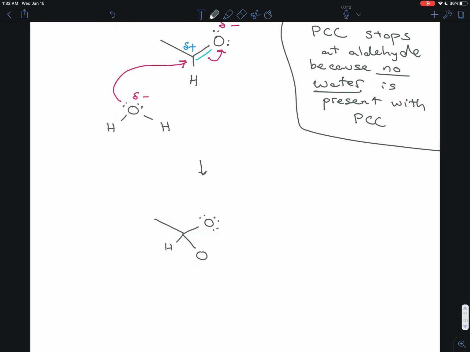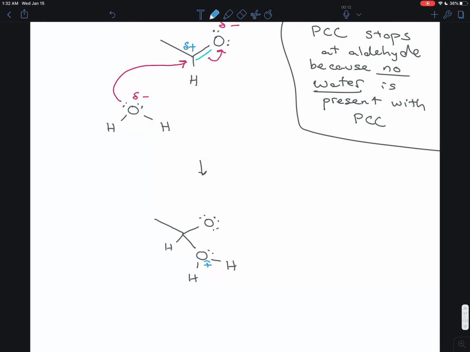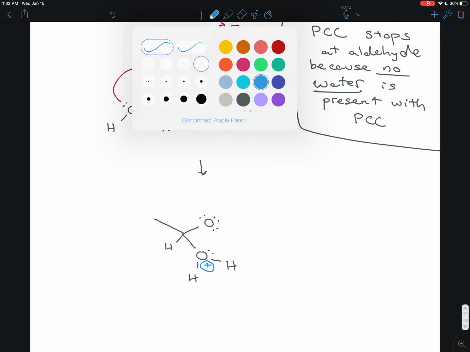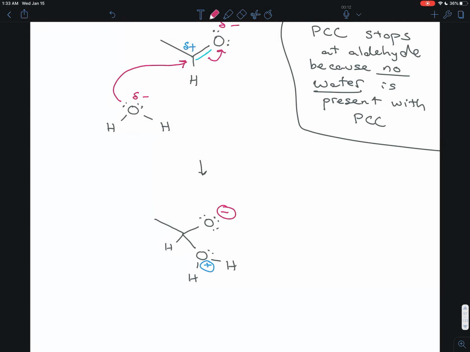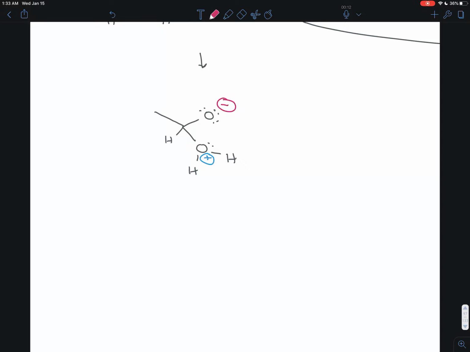So you have the hydrogen there still. You now have a new bond to this water molecule. So this has two hydrogens on it. And because it has three bonds now, it'll have a full positive charge. The other oxygen that has only one bond, that'll have a full negative charge. Now you just have to do a couple proton transfers to stabilize this, and you'll have what's called a hydrate. A hydrate is when you have two alcohols on the same carbon.